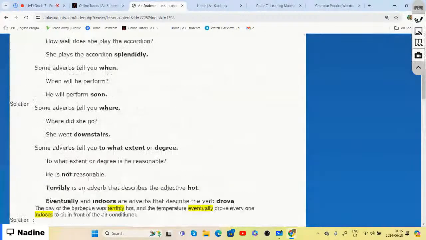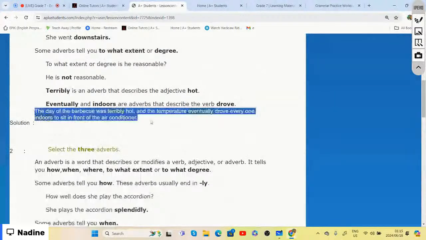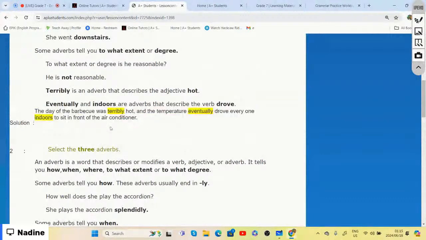All right, so if we look at the sentence over here, it says we need to identify three words that are adverbs. Three adverbs in the sentence. It says, the day of the barbecue was terribly hot, and the temperature eventually drove everyone indoors to sit in front of the air conditioner.